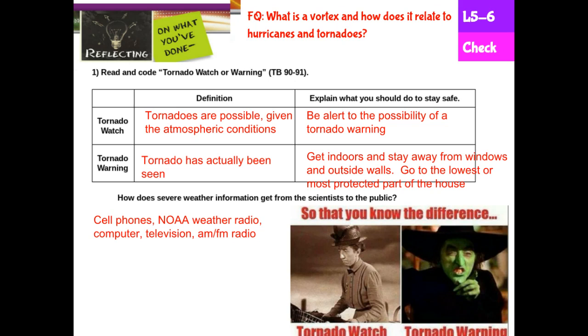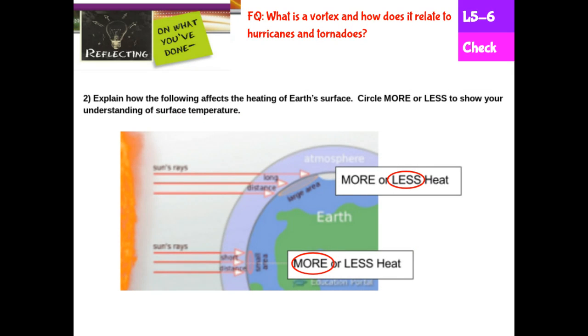Before we do that, we're going to look back at lesson 5 and 6, check for understanding, and your teacher will be going through the answers with you, talking about all the questions that we covered during lesson 5 and 6. The first of which was tornado watch versus warning. You can see the answers in front of you. If you want to go through this and check your own, that'd be great.